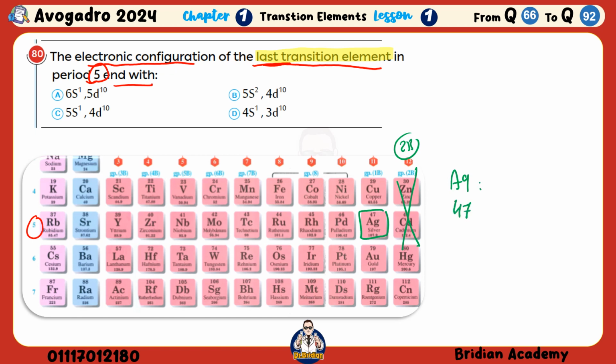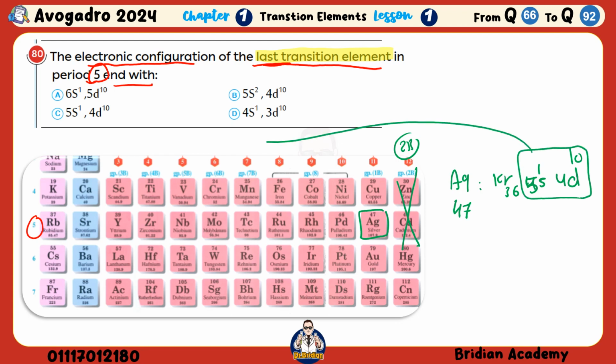The last transition element in period number 5, the electronic configuration will be written relative to the nearest noble gas, krypton 36, 5s1, 4d10. And this electronic configuration resembles letter C.